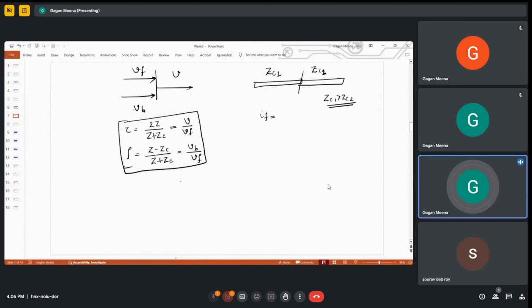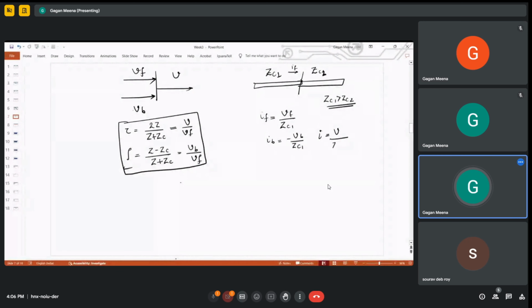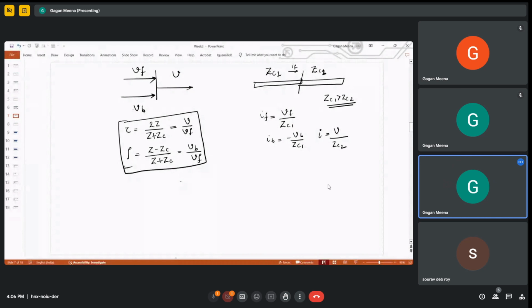So here you can say IF is VF divided by ZC1. This is IF, and IB is equal to minus VB divided by ZC1, and I which is transmitted is equal to V divided by ZC2. Yeah, so this will be V which is transmitted, similar to this. So V is transmitted and this is another region, which is Z2. That's why here it is ZC1, and ZC2 here.